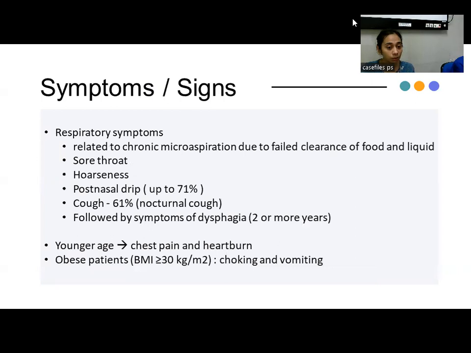Respiratory symptoms may also be present, including in children, which may be related to chronic microaspiration due to failed clearance of food and liquid. Sore throat, hoarseness, postnasal drip is seen in up to 70% cases, cough in up to 60%, which is nocturnal in nature. These respiratory symptoms are usually followed by symptoms of dysphagia, which has been present for more than 2 years. In younger age patients, chest pain and heartburn are usually associated. In obese patients where BMI is more than 30, the patients can also present with choking and vomiting.